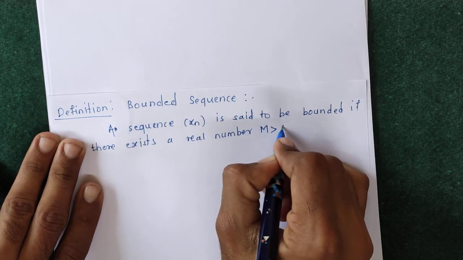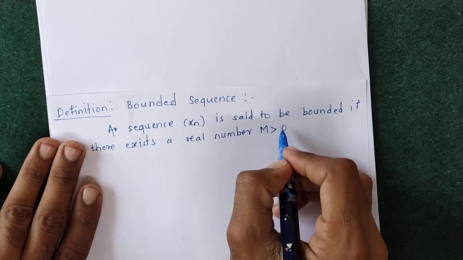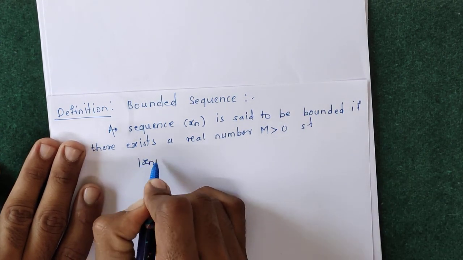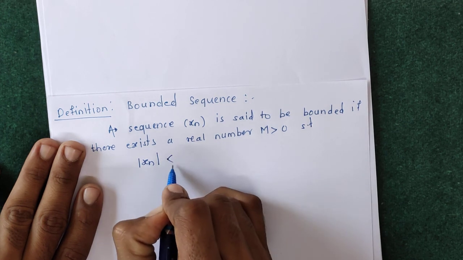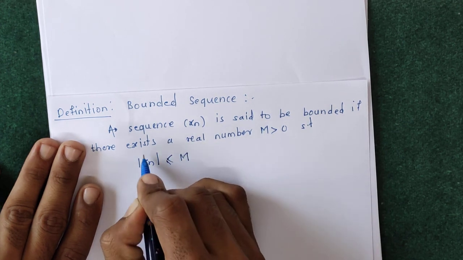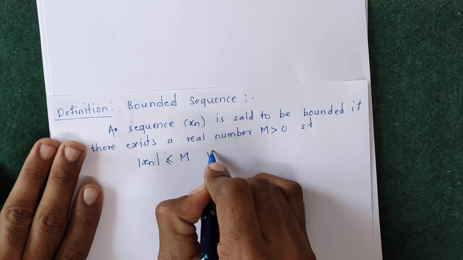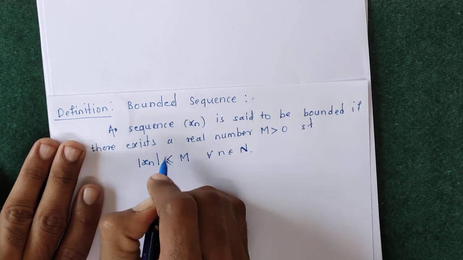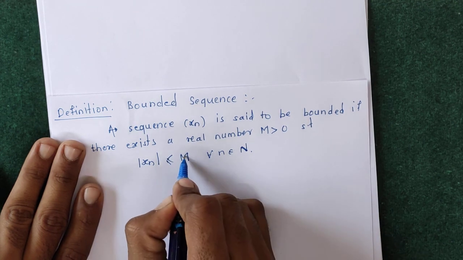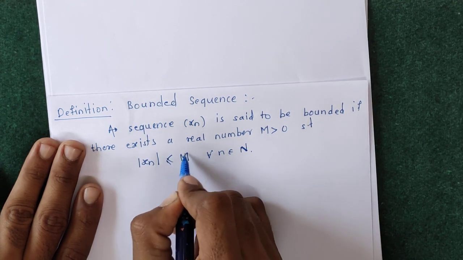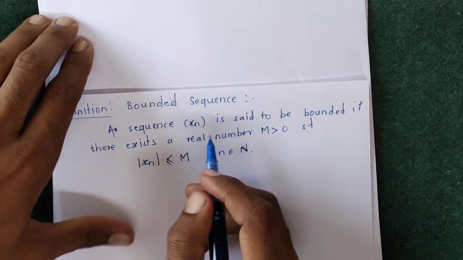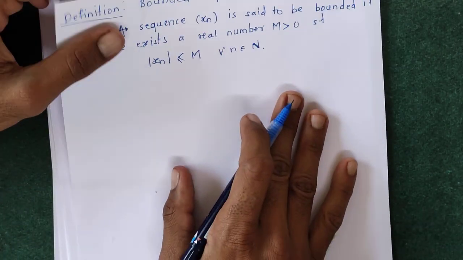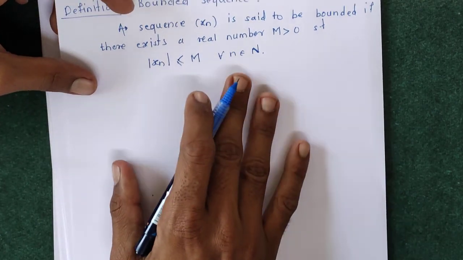M greater than 0, that is, if there exists a positive real number M such that all the terms of that sequence satisfy |x_n| is less than or equal to M for all n belonging to the natural numbers. If the modulus of all the elements of the sequence is less than or equal to a particular number M, then we say that the given sequence is bounded. So, this is the definition of a bounded sequence.